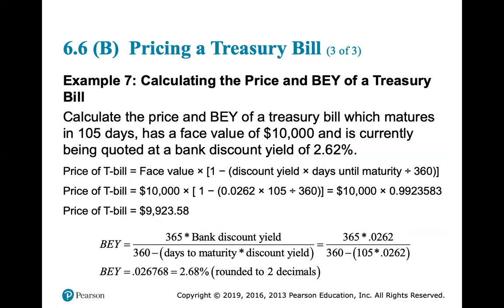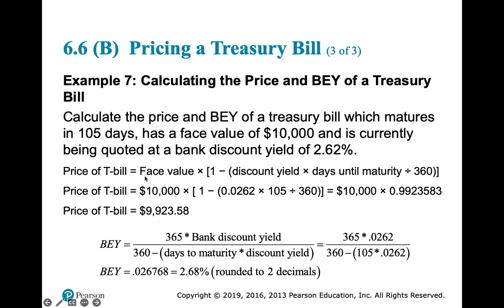Example in here: you're asked to calculate the price and the bond equivalent yield of a treasury bill, which matures in 105 days, has a face value of 10,000, and is currently being quoted at a bank discount yield of 2.62%. So what do you do here? First of all, calculate the price of the T-bill. Again, guys, you don't have to memorize any formulas. The formulas will be given to you. What you need to do is understand where to put the numbers.